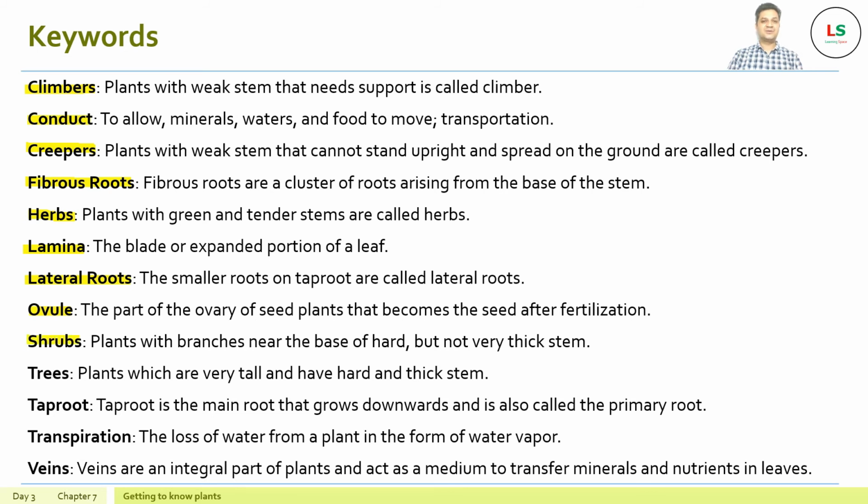Shrubs, plants with branches near the base of hard but not very thick stem. Trees, plants which are very tall and have hard and thick stem. Taproot is the main root that grows downwards and is also called the primary root. Transpiration, the loss of water from a plant in the form of water vapor. Veins are the integral part of plants and act as a medium to transfer minerals and nutrients.